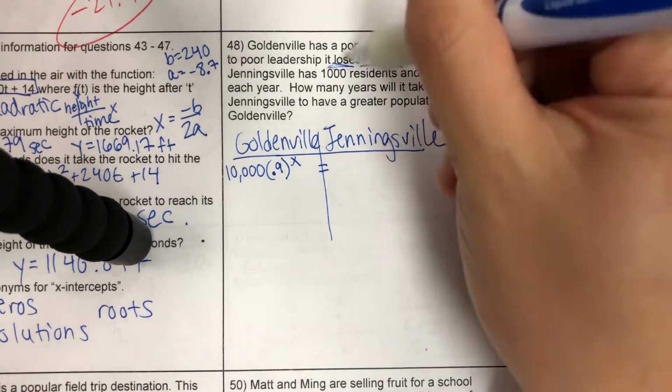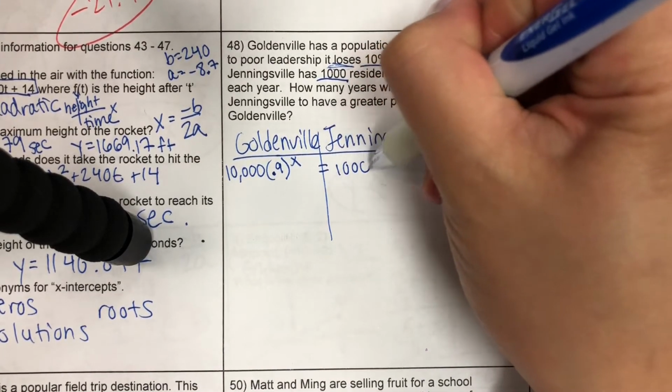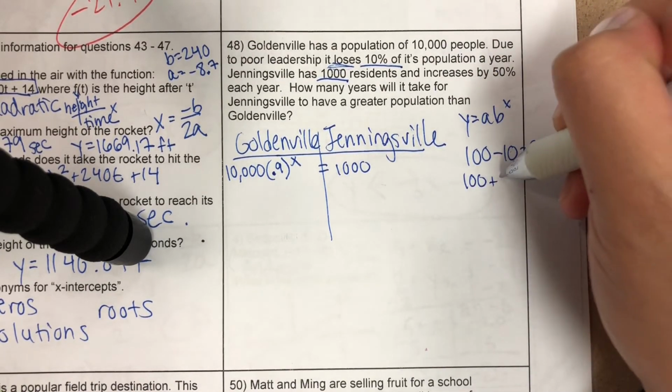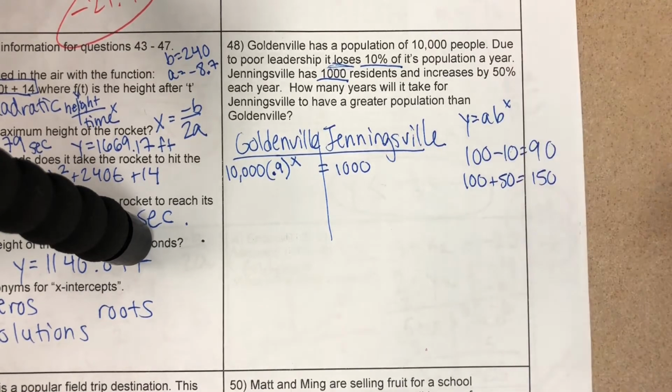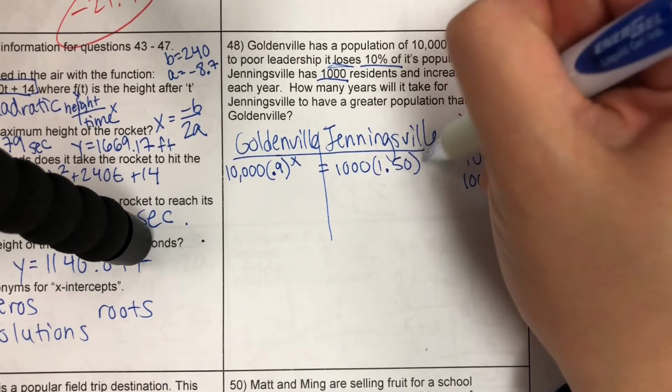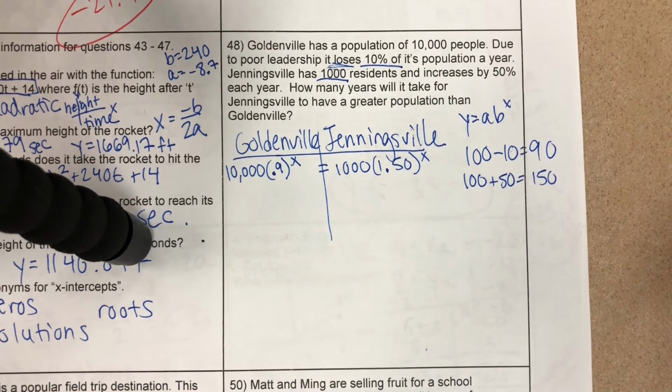Once I have that, I'm going to do Jenningsville. So it begins with how many people? 1,000. That is my principal. It increases. So that's going to be our starting base of 100% plus 50%. That is 150%. In my parentheses, I'm going to put 1.50, and then to the power of x for years.